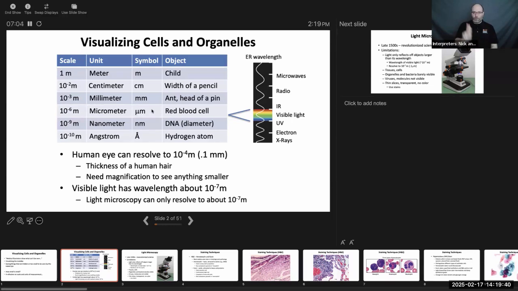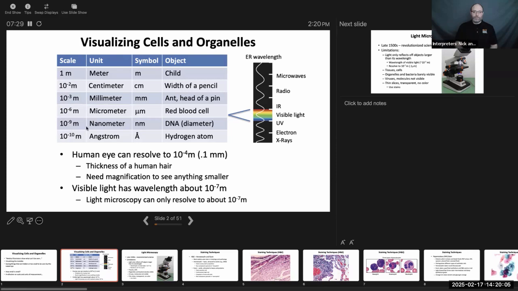And now we're down to the cellular scale. If I remember correctly, a typical red blood cell is about 6 microns in diameter. Other cells in your body are going to be roughly in that same range of a few microns up to, you know, maybe 10 microns for some of the larger cells in your body. Continuing to get much smaller.